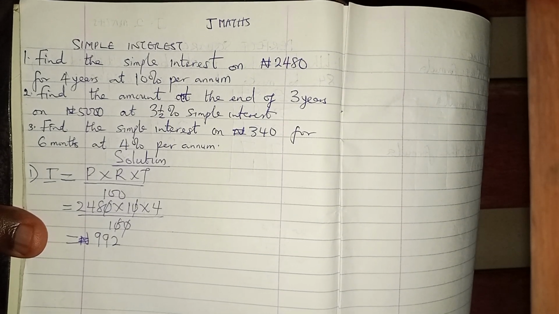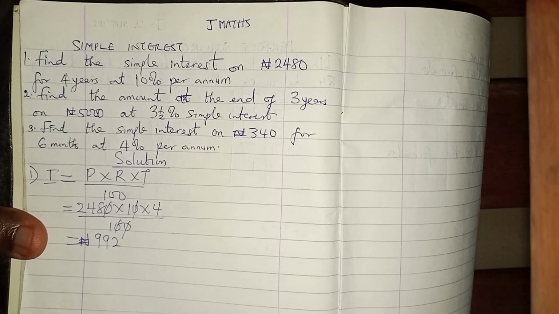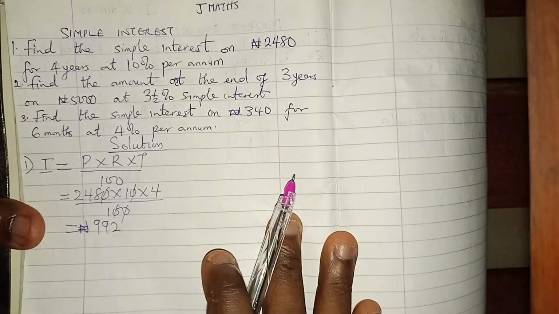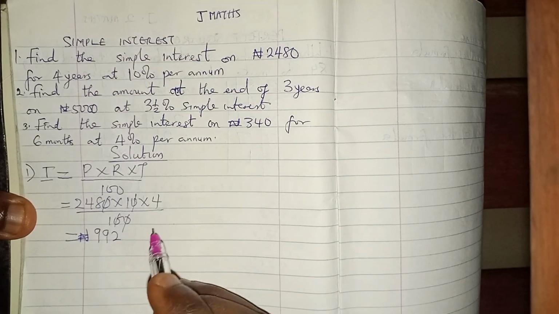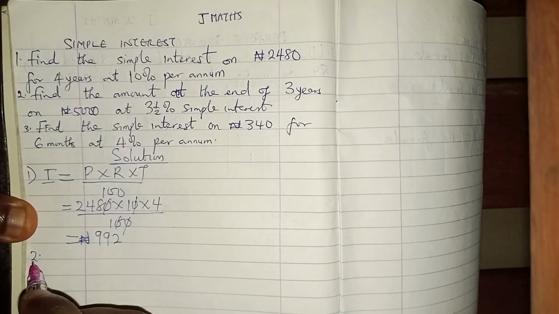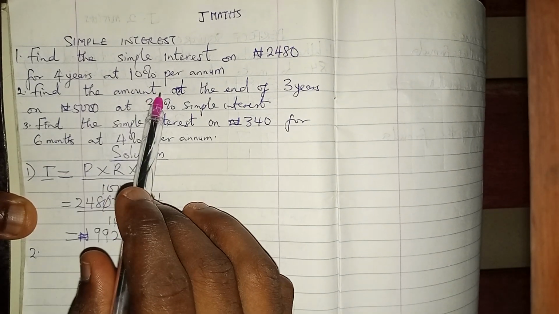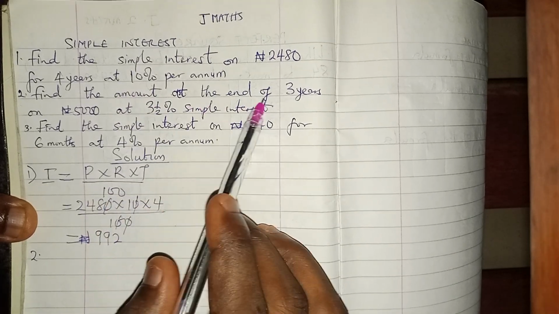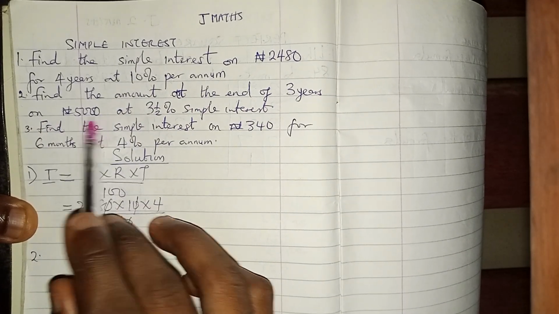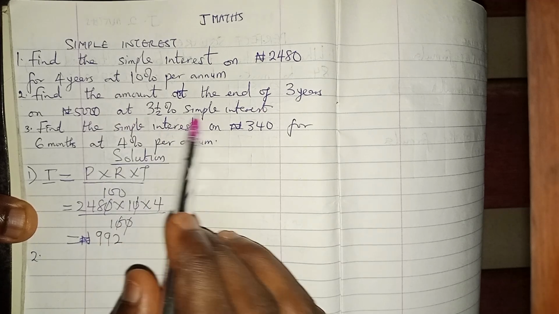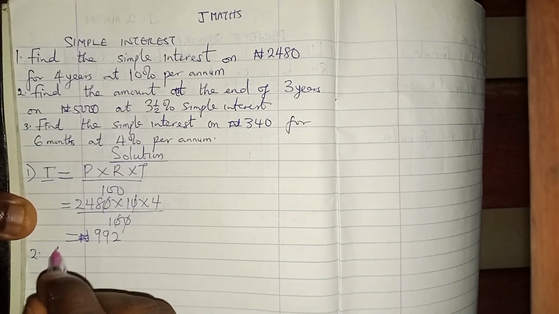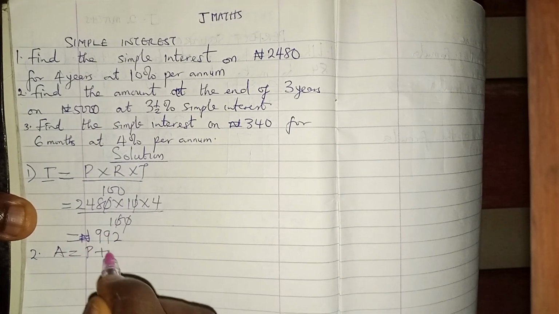If you are to find the amount, it means you have to add the interest and the principal. But the question says find the simple interest. Question 2 is: find the amount at the end of 3 years on this principal, 5,000, at 3.5% simple interest. The same formula. Of course, the amount will give me principal plus interest.